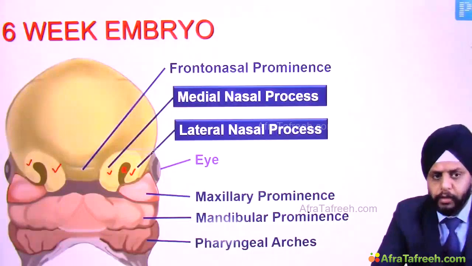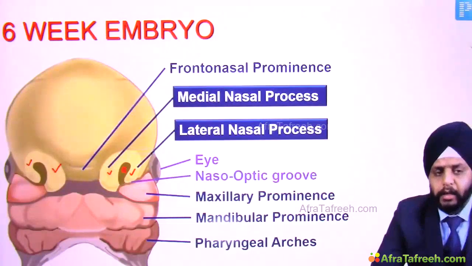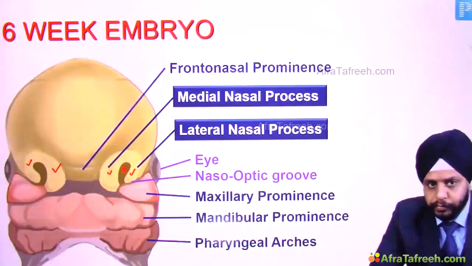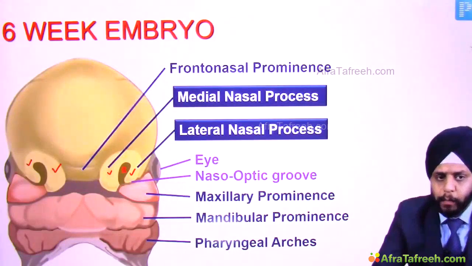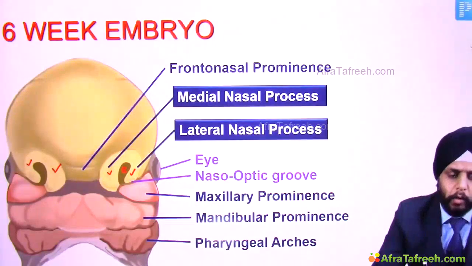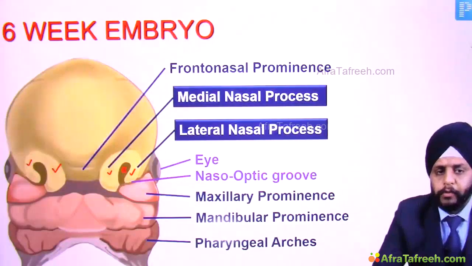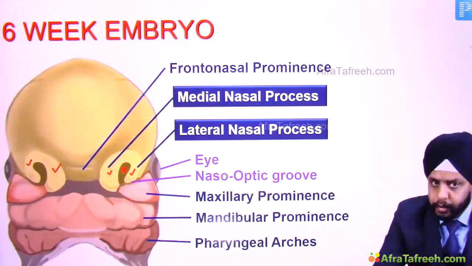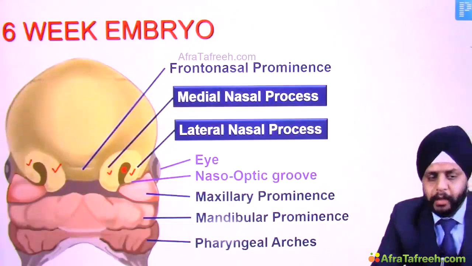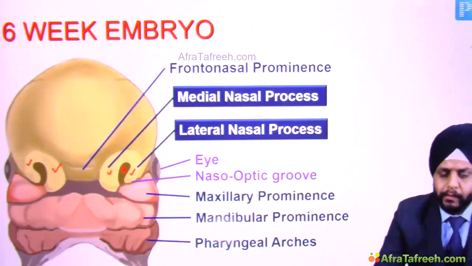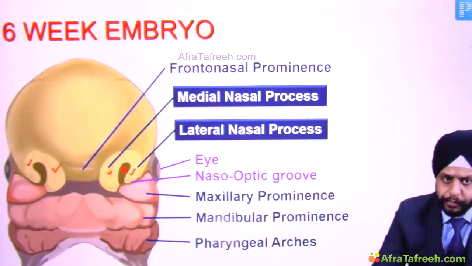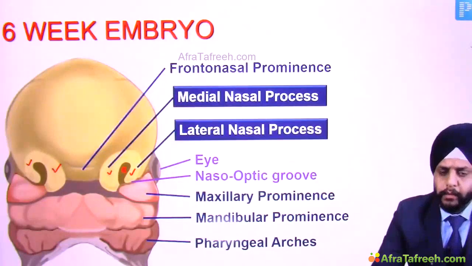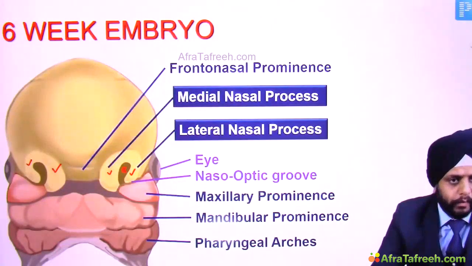Yes, there is another important structure that we can see over here, and that is the naso-optic groove. You can see a groove is there. Okay, that is known as the naso-optic groove. This naso-optic groove will further lead to formation of the nasolacrimal duct. And this is the place where we have the nasolabial cyst, so we'll discuss that in the congenital diseases of the nose. We can see the naso-optic groove also in this diagram.